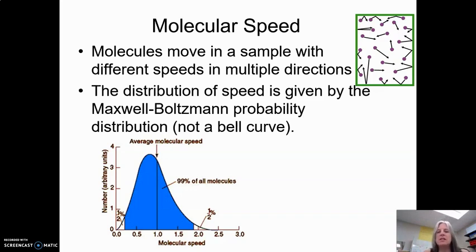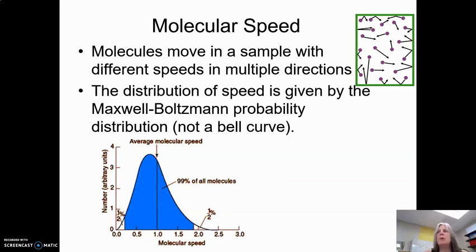So this is an example of a Maxwell-Boltzmann distribution curve. Notice it's not a bell curve. So the average molecular speed is actually a little to the right of the peak for number of molecules, because it's got a longer curve out here.